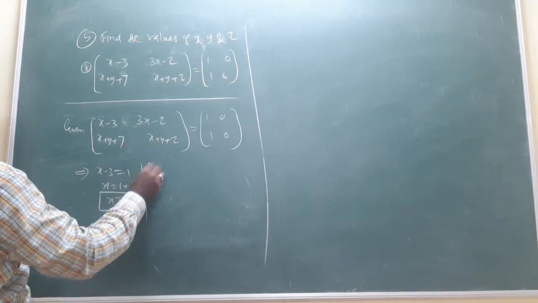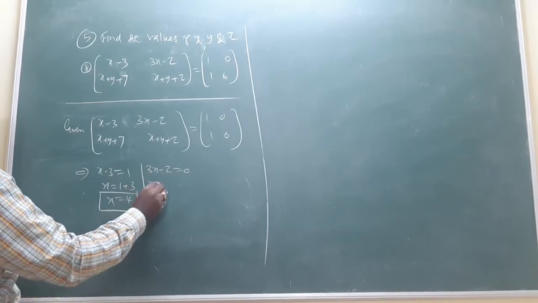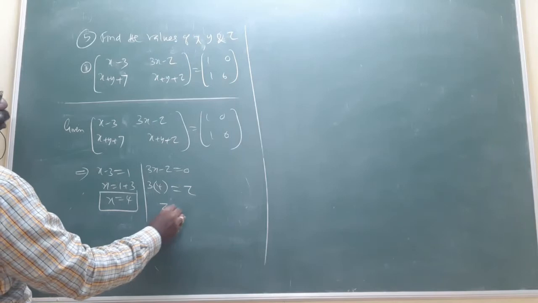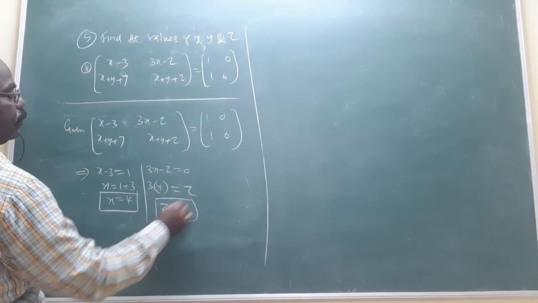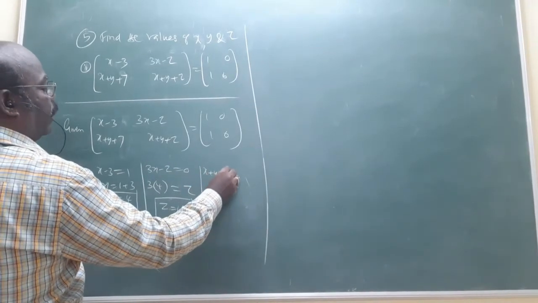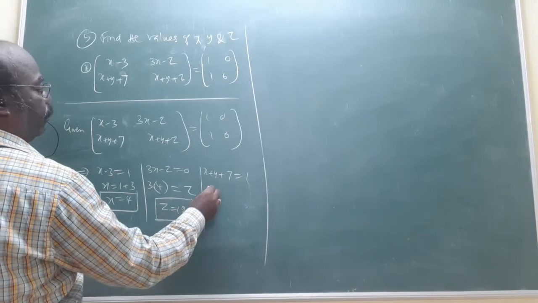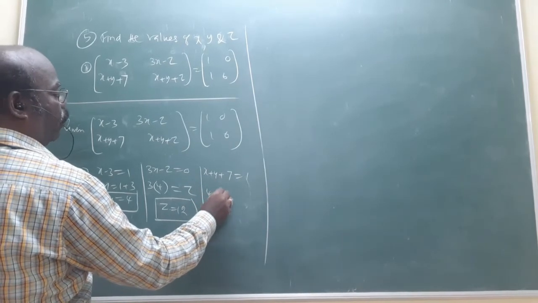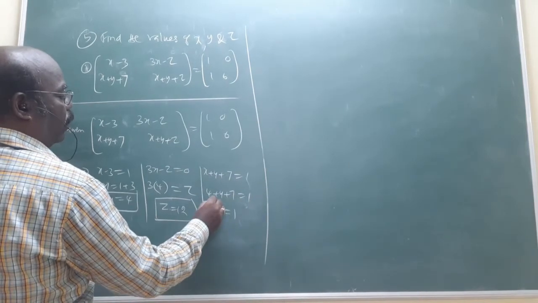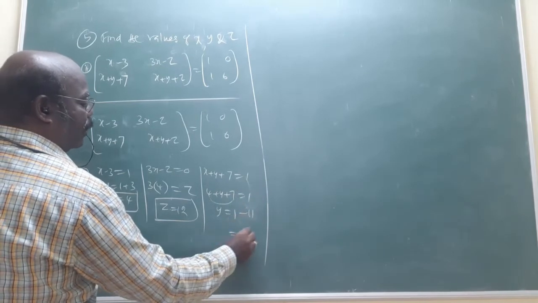What is the next answer? 3x minus z equal to 0. 3 into x, which is 4, equal to z, so z equals 12. This is the second answer. The next, third one is what? x plus y plus z equal to 16. X is what? 4. X is 4. 4 plus y plus 12 equals 16, so y is what? 4 plus 12 is 16, y equals 0.